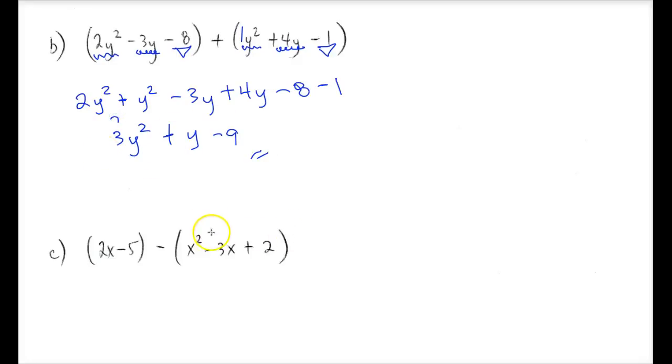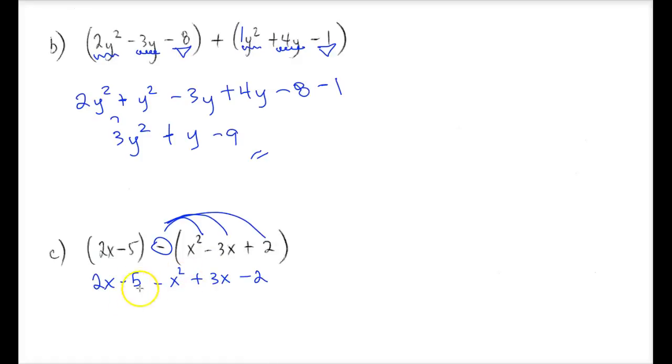For example, C, notice that we have subtraction here, so that means we have to distribute our understood negative 1 to all 3 terms here. So I'm going to rewrite this 2x minus 5 and then make all these terms the opposite of what they are. So a positive x squared becomes negative x squared. Negative 3x becomes a positive 3x, and a positive 2 becomes a negative 2.